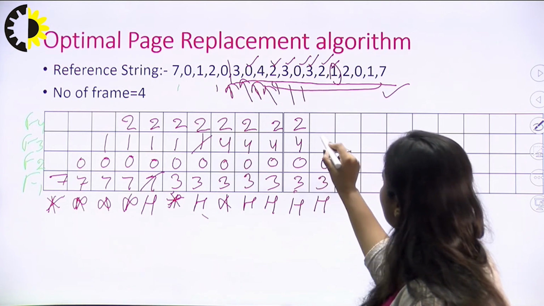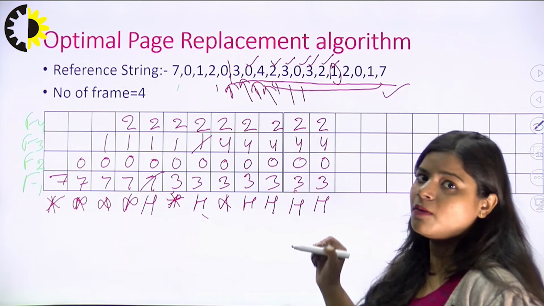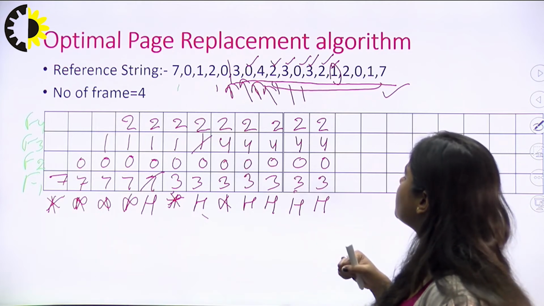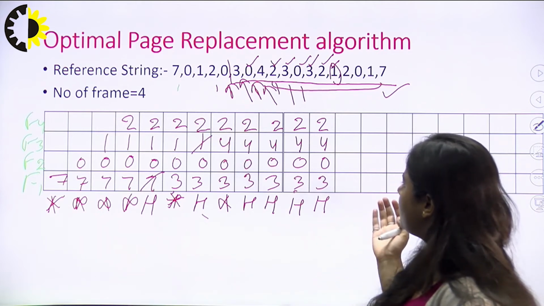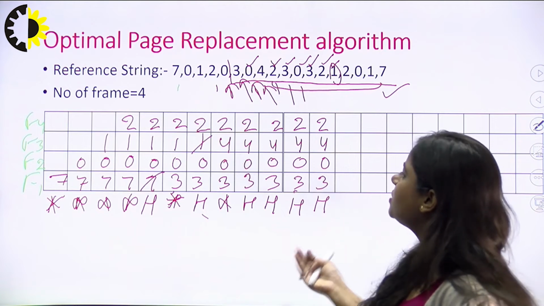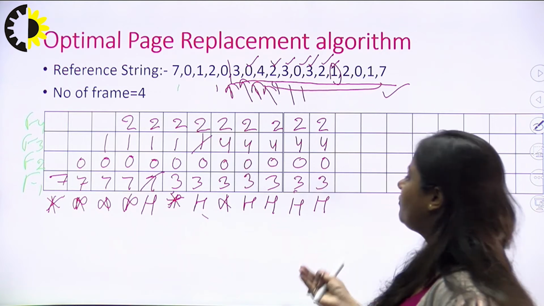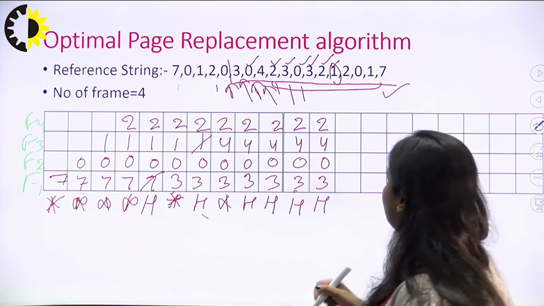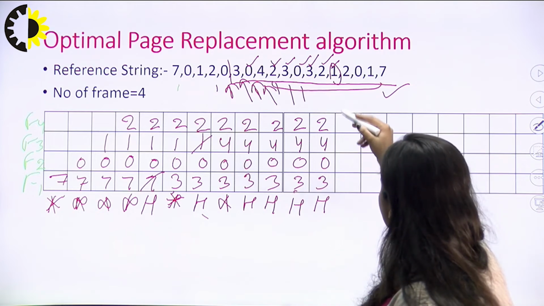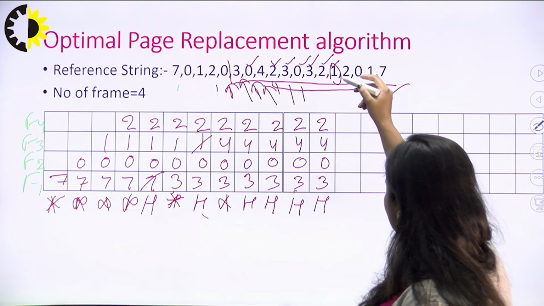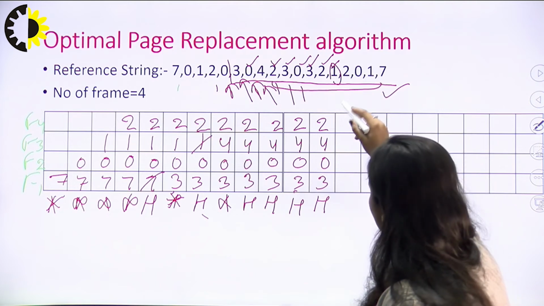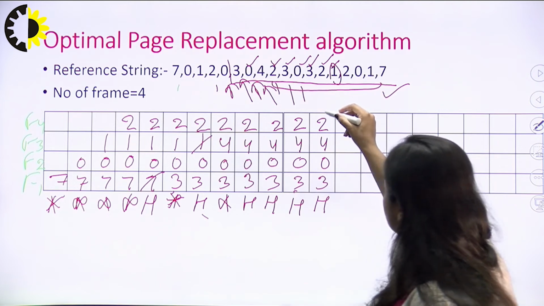You can see how optimal an answer we are getting by applying this optimal page replacement algorithm. We are following the approach that there is a maximum chance that we will find fewer page faults. Okay, so we have written up to 2. Now we have 1, so let's continue with this.